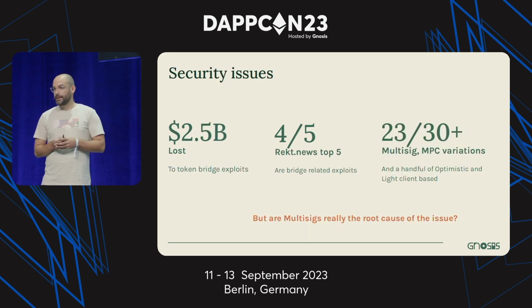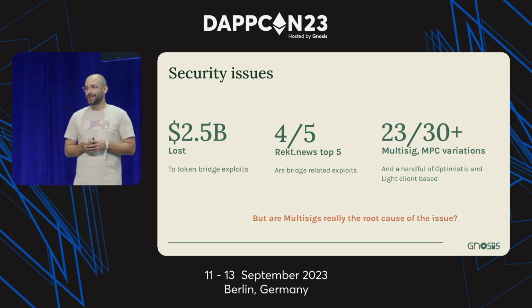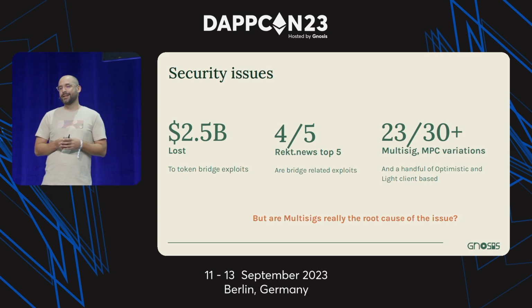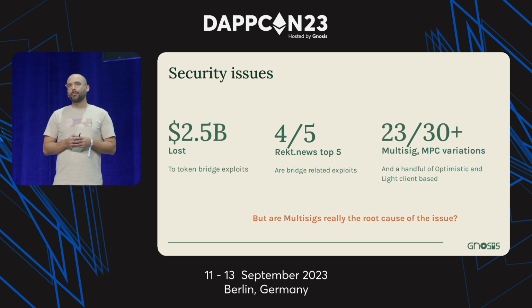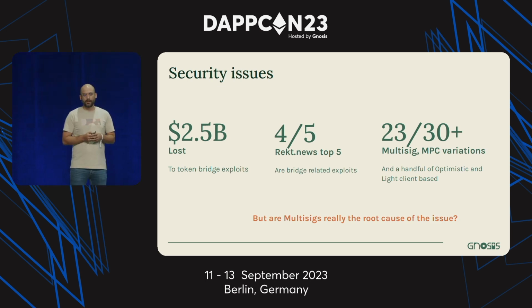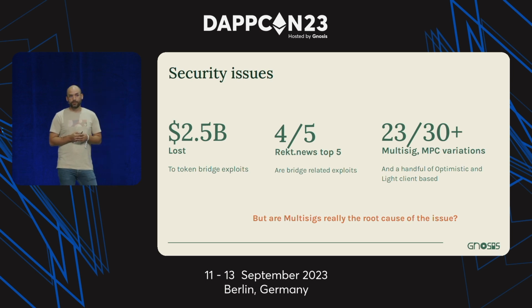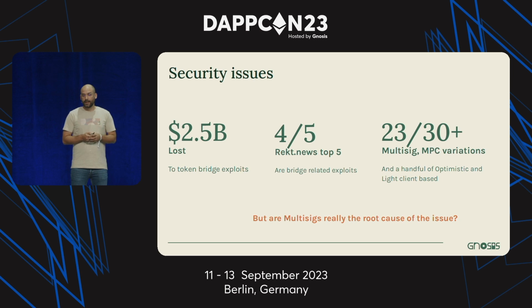There have been, of course, security issues, a favorite topic when we discuss bridges. In the last couple of years, two, three years, there's 2.5 billion lost in token bridge exploits. And in general, in the top five biggest hacks of crypto, four out of the top five are bridges.